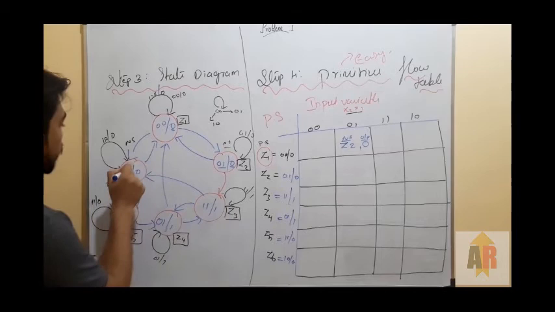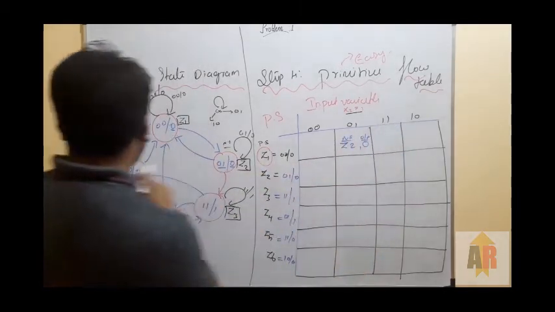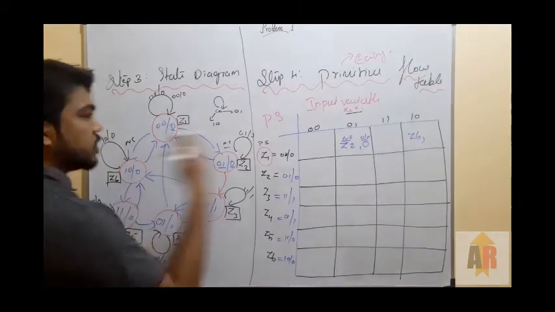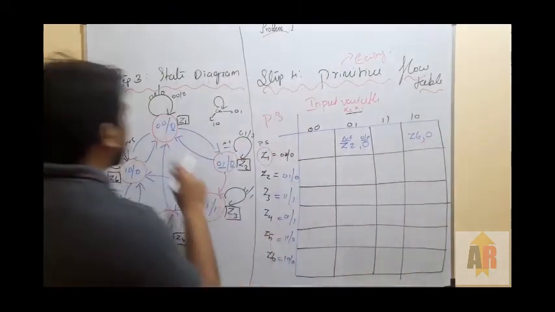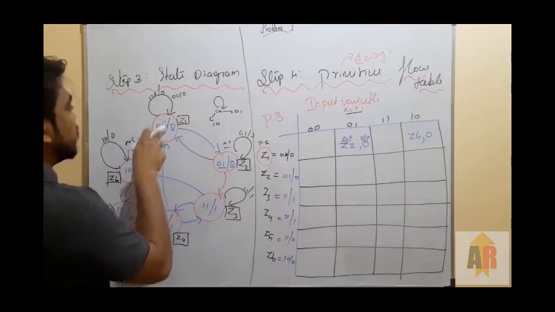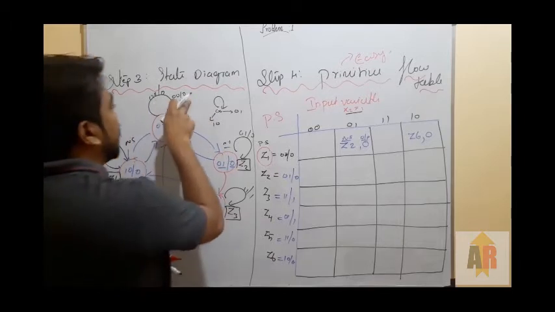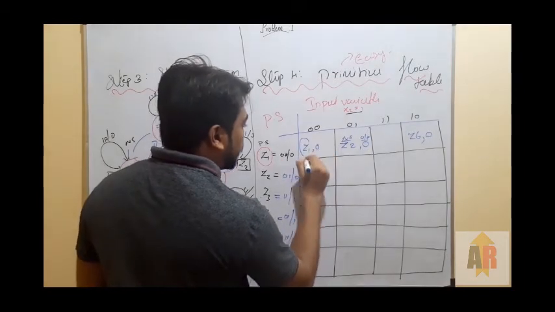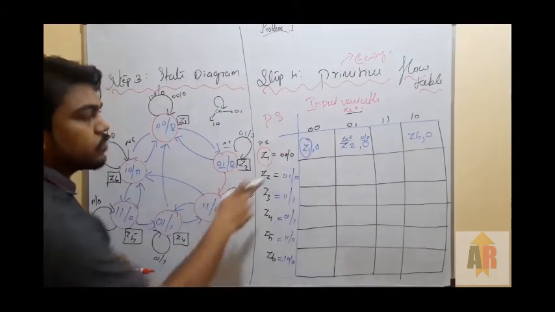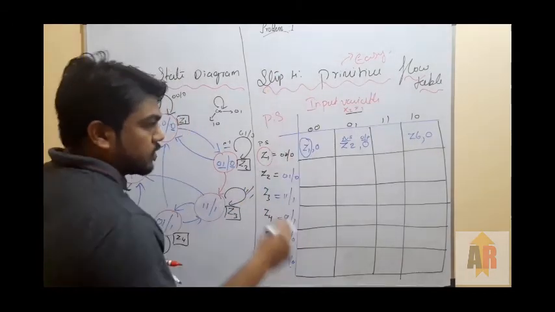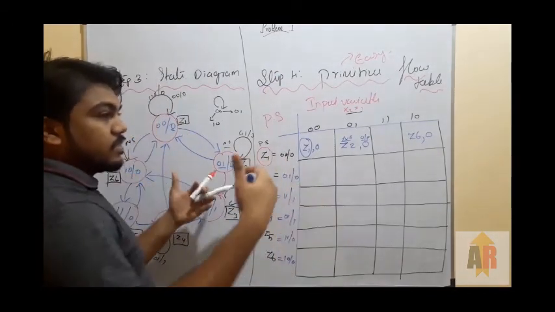Now it is going to 1, 0. So 1, 0 is Z6, and the output is the same, so 0. Now come to the other one, a self loop. Z1 is going to Z1 itself. The output is 0, so Z1, 0. And make sure to put a circle like this, the most important thing, because this circle represents that Z1 is moving towards Z1 itself, which means present state and next state are the same.